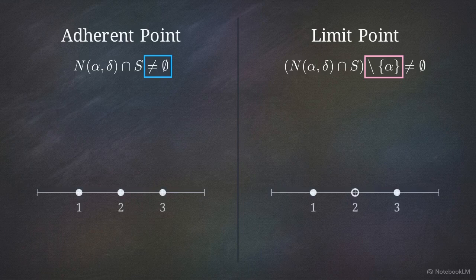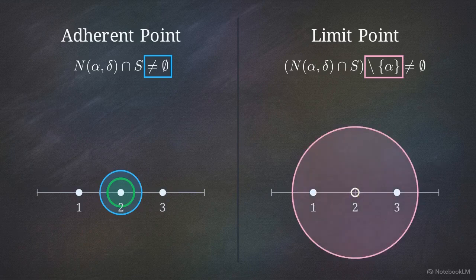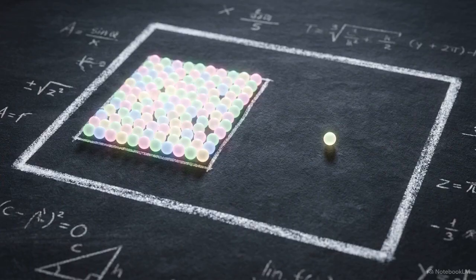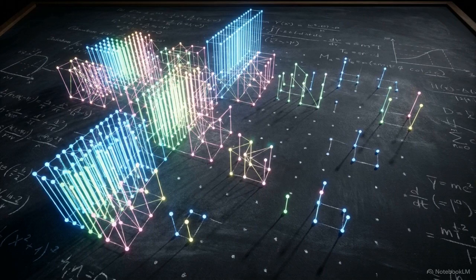In a finite set of 1, 2, and 3, an adherent neighborhood around 2 succeeds by containing 2 itself. But for the limit point rule, the center is ignored. Excluding 2 leaves the neighborhood completely empty, meaning the rule fails. This means all limit points are adherent, but isolated points can never be limit points. Point set topology uses these definitions to categorize mathematical structures based on the density of their accumulation.